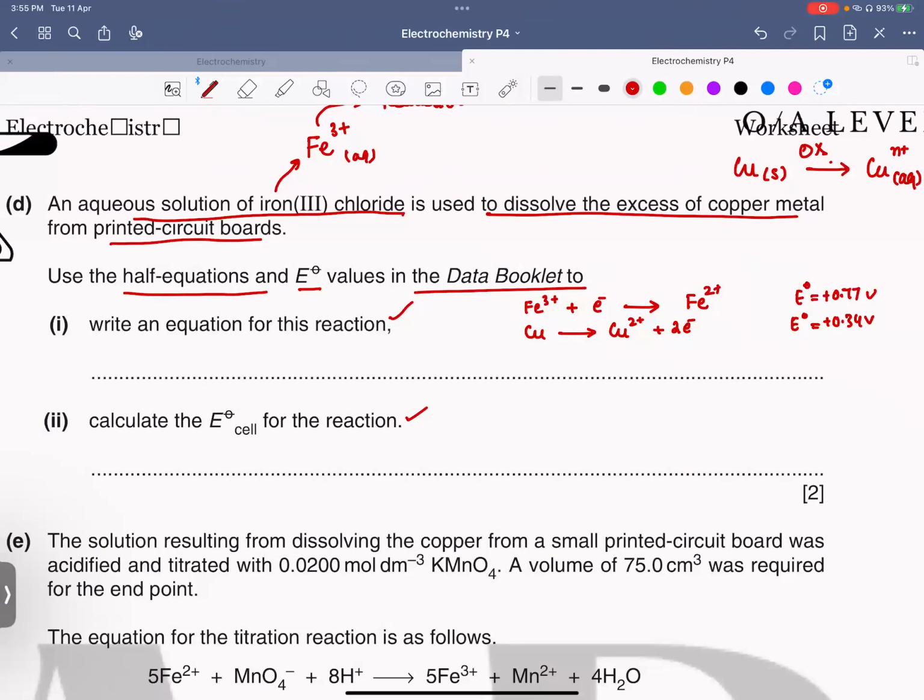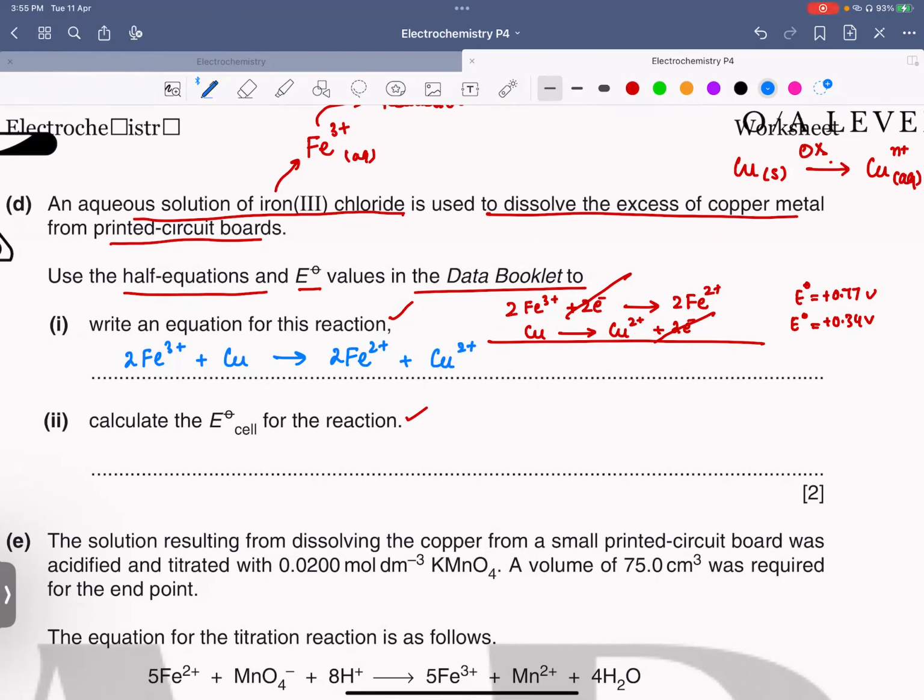So see here, how many electrons is a copper atom losing? Yes. So it means the 2 electrons must be gained by the iron 3 positive. So we would multiply the half equation by 2, and now I will add both the equations. When I add both the equations, the electrons get cancelled, and we are left with 2 moles of iron 3 positive ion reacting with the copper metal, forming 2 moles of iron 2 positive ion and forming copper 2 positive ion.